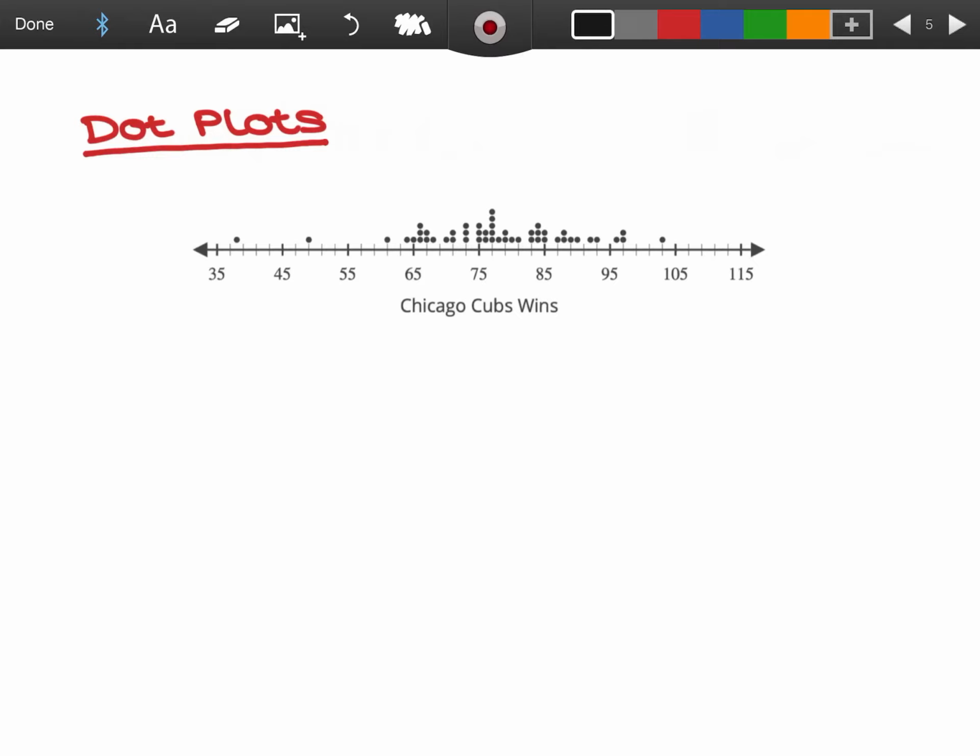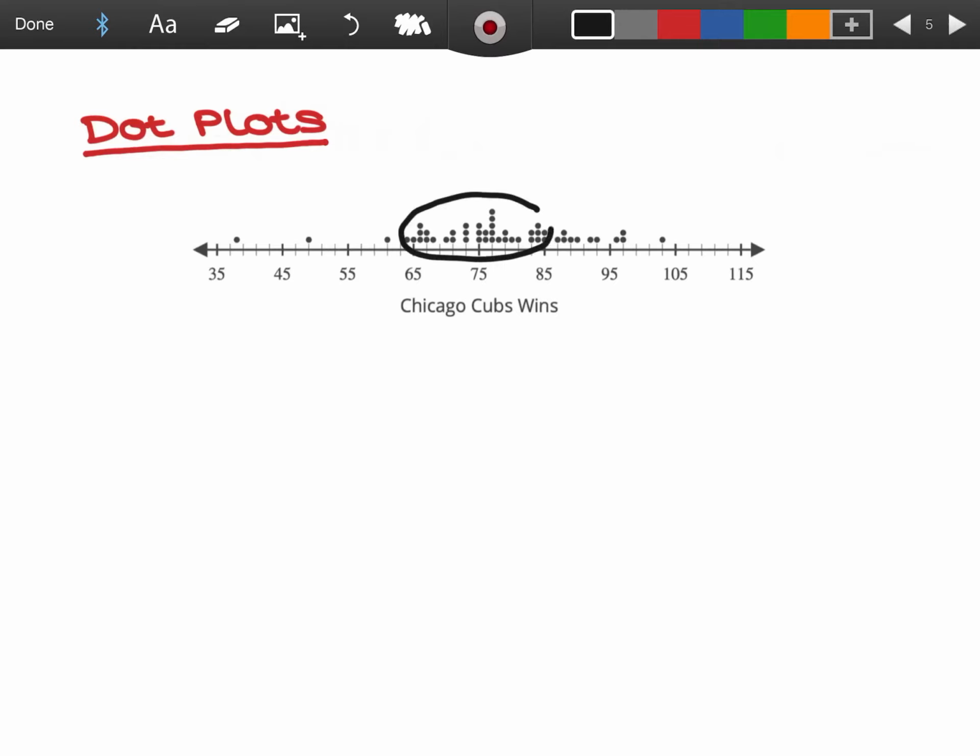The next thing that we want to look at is dot plots. Dot plots are super simple. There's not a lot that you need to know about them. In this case, we're looking at Chicago Cubs wins. I think we have about 40 data points here. All you do is plot yourself an x-axis for your data points, and if you have a data point at a particular value, you just put a dot above that value on the x-axis. So in this case, I see that the Chicago Cubs had 3 different seasons in which they got 75 wins.